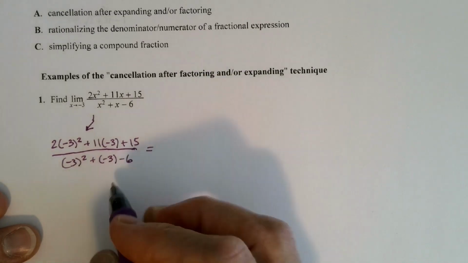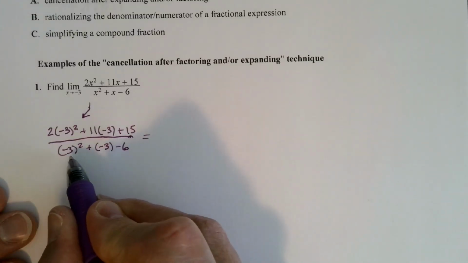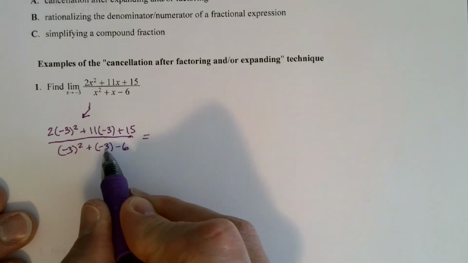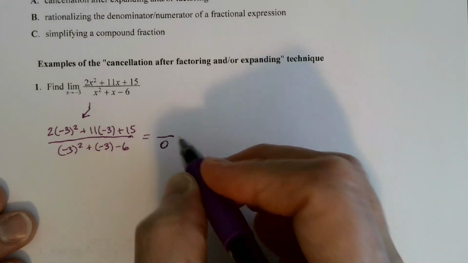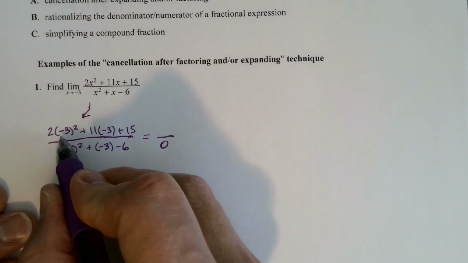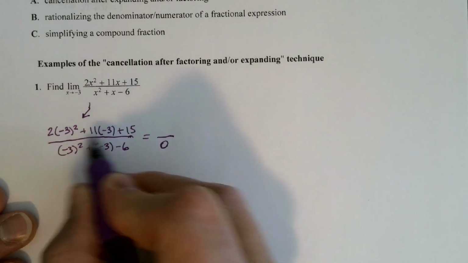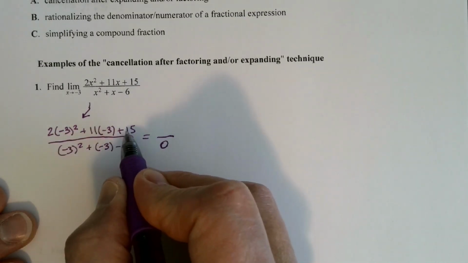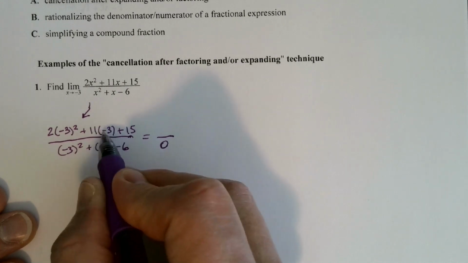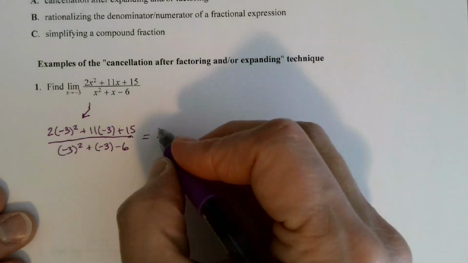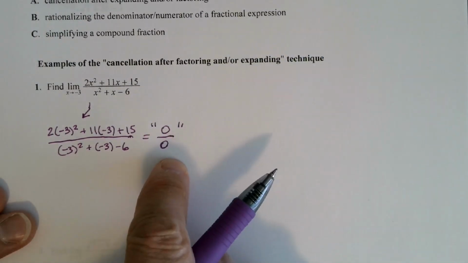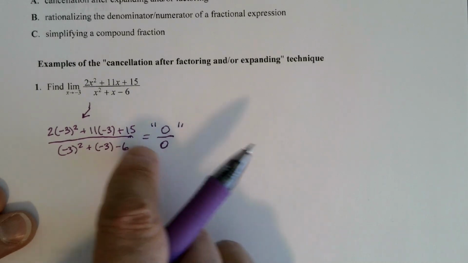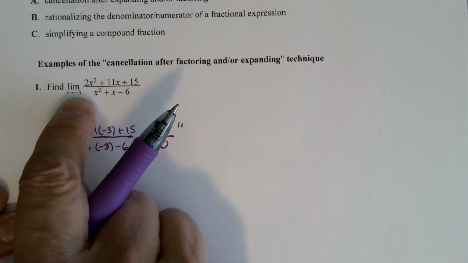All right. The bottom's a little bit easier. If I square -3, I get +9. 9 minus 3 is 6. 6 minus 6, that's 0. So I've already got a problem, right? Division by 0 is not defined. But when I plug this in up here, what do I get? 9 times 2 is 18. 18 and 15 is 33. And 11 times -3 is -33. So 33 minus 33 is also 0. So I'd like to put that in quotes. That's a form of my limit. Okay. When I say this is the form of the limit, what I mean is we're taking the limit as x approaches -3.